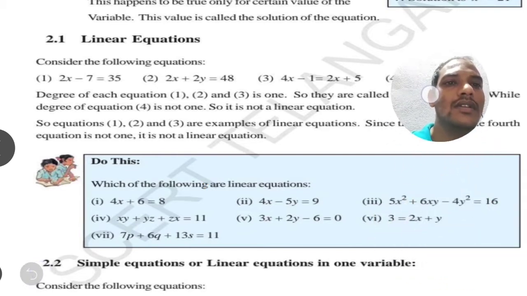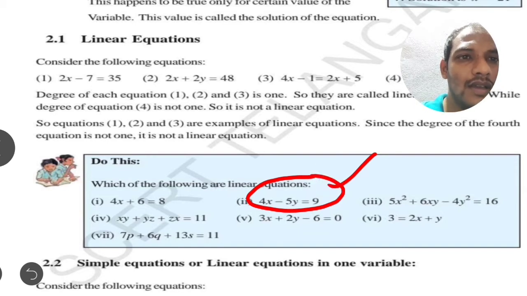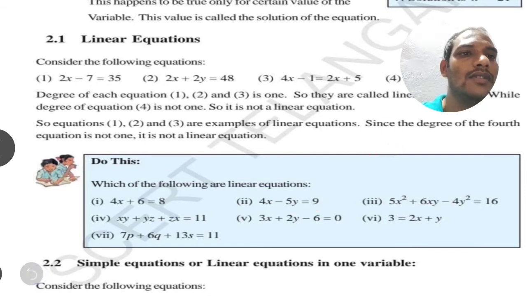Next, the second one, 4x minus 5y equals 9. So what is the degree of this equation? We have two different variables in this, x and y. So overall the degree of this equation is 1. So it is also a linear equation.